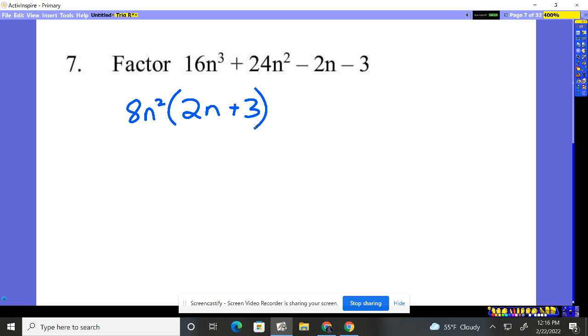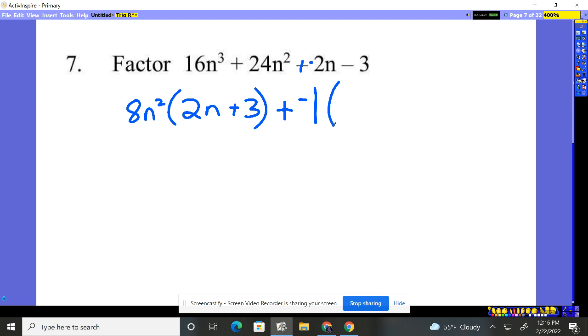Now, I do have a minus here. I do need to look at that as plus a negative. Okay? Plus a negative. Otherwise, it'll have to distribute through and it makes it incorrect. So what factors out of a negative 2n and a negative 3? Doesn't look like anything. Except for, I told you, we will always factor out a negative piece there. Whenever we change it to plus a negative, we're going to factor out a negative piece.